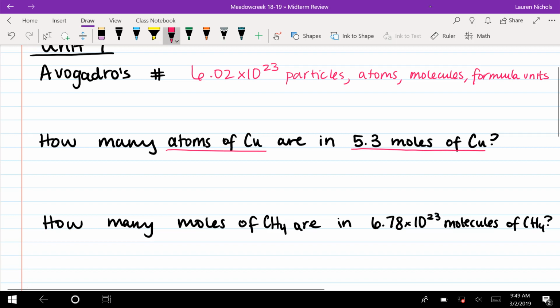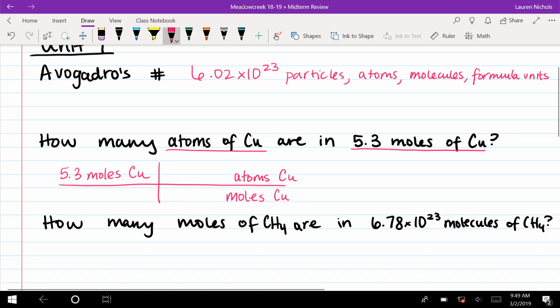Okay, so we always start off by making our T-chart and putting what we have in the beginning. So 5.3 moles of copper. Now, we always know that whatever unit and chemical we have, it repeats itself on the bottom. And because we know that it's a one-step problem, because we're talking about copper the whole time, that tells us that the atoms of copper will go on top.